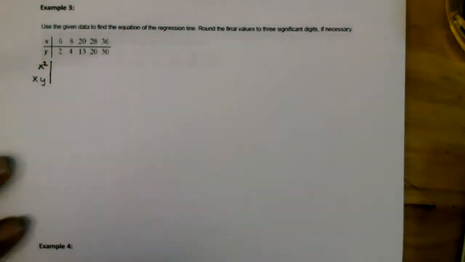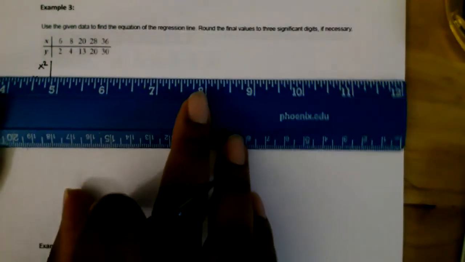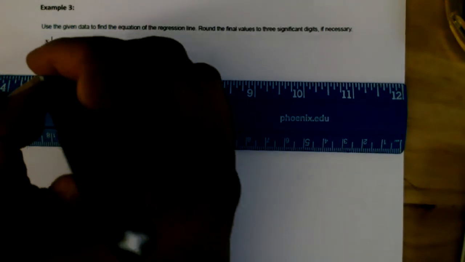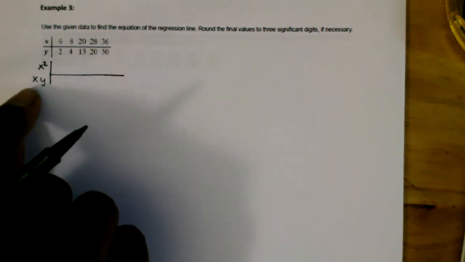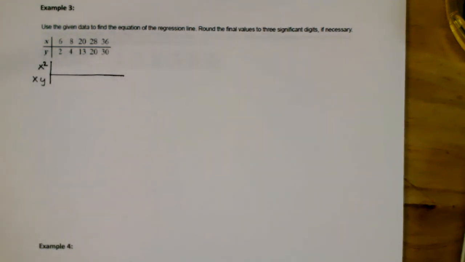All right, this is what I'm going to do here. I'm going to extend this table just a little bit, because I'm going to need to find 2 things, x squared and x times y. In the equation for b1, it has the sum of the xy's and the sum of the x squares, and I'm going to need the sum of the x and the y.